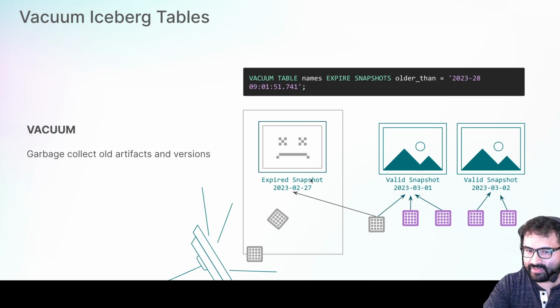But if you still have a file that was associated with that expired snapshot, but is still associated with a valid snapshot, this file will not get deleted. So basically, the data you want to have access to will still be fine, but the data you don't need can get cleaned up.